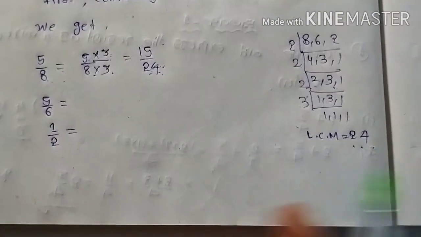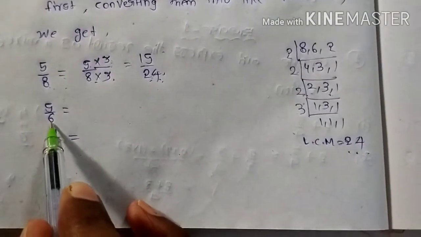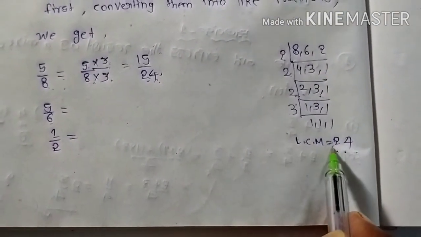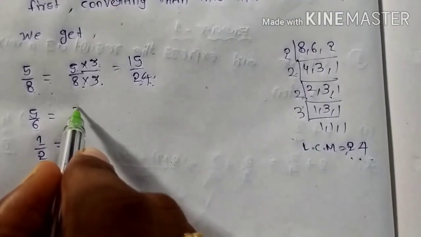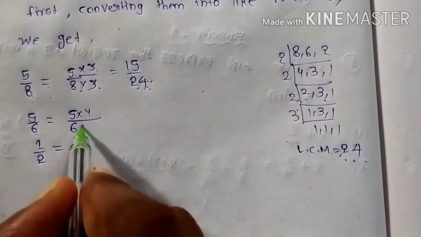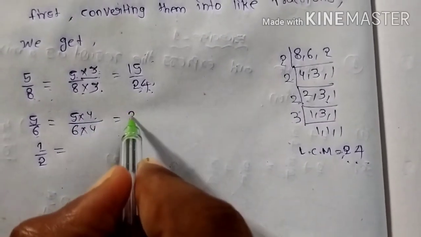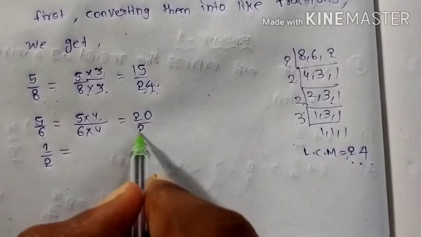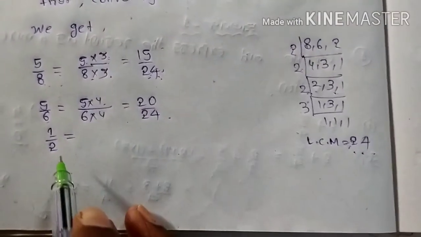In a similar way, one more: 5 by 6. How can you convert 6 into 24? 6 fours are 24, right? That means you need to multiply and divide with 4 only. 5 fours are 20, 6 fours are 24. Is it okay? Next you can see here 2.